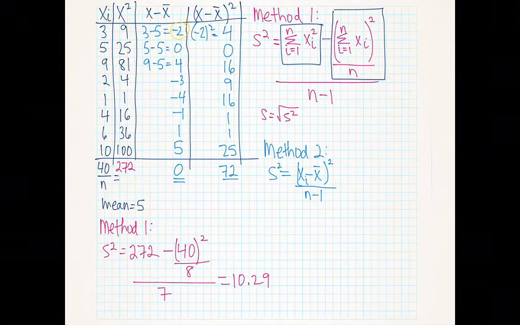And so what you would do now is take that value, and now we have enough to plug into method 2. So using method 2, we have the distance squared, which in this case is 72, as our numerator. And then the denominator is n-1, where n is equal to 8, so our denominator is equal to 7. So when you plug this in on a calculator, you will see that you get the same value as we had above, 10.29.